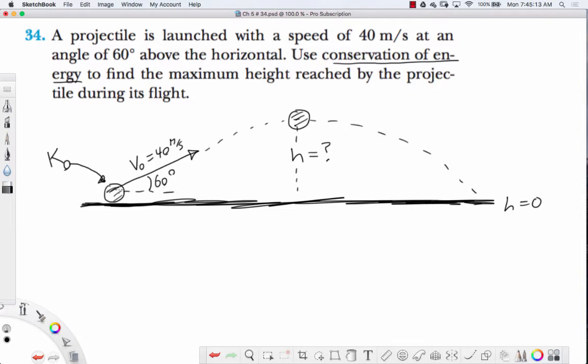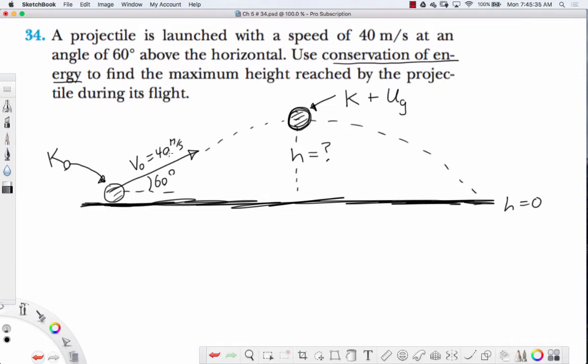Then the ball goes up to the highest point. This is our final. We're using this point as our final because that's where the maximum height is. What type of energy does the ball have up there? Well, there's two. We have kinetic plus potential of gravity because it's above the 0 point.